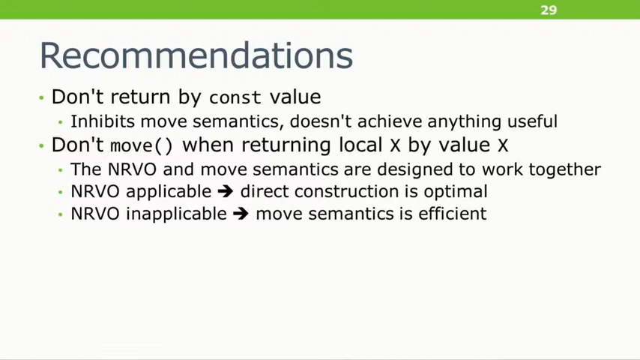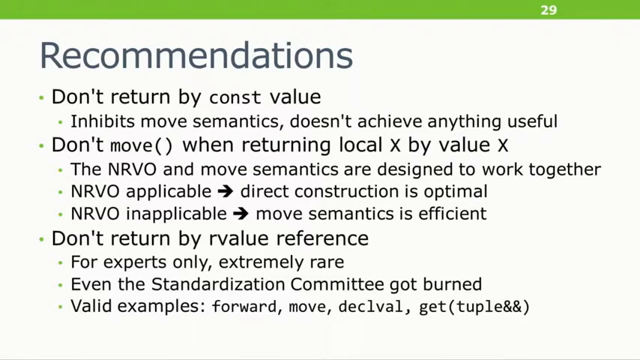And also, in this pattern, when you return a local x by the exact same type, don't say move, because NRVO and move semantics work hand in hand. They're not competing. They're covering for each other. And then finally, just don't return by rvalue reference. Like I said, even the committee got burned.